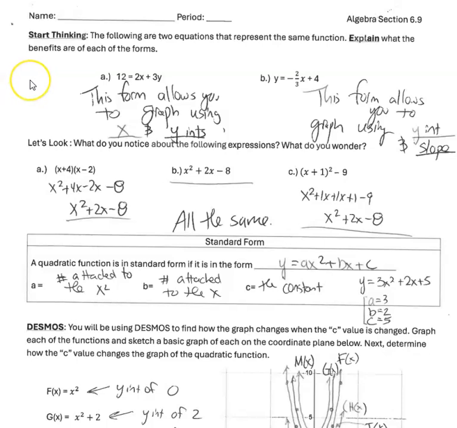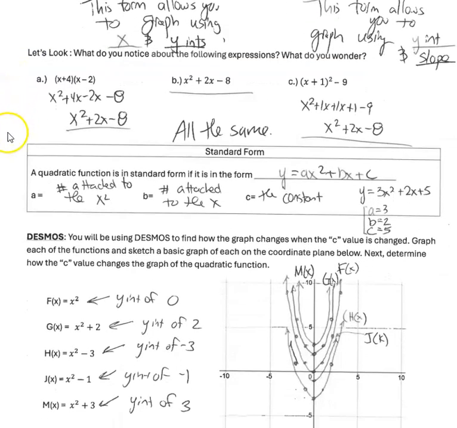Now, you have these other three quadratics. While they all look different, the students simplified the one for a and got x squared plus 2x minus 8 when they FOILed. The next one was already x squared plus 2x minus 8. And the next one, when they FOIL and then subtract 9, they get x squared plus 2x minus 8. You could see that all of these are representing the same function. They are just in a different form.